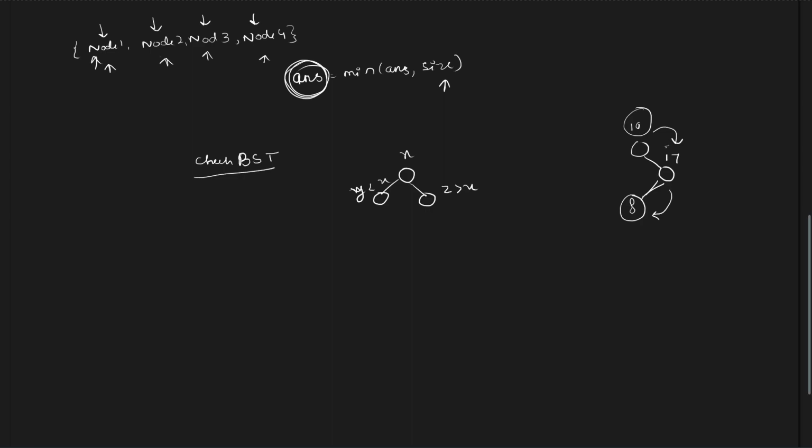We need to check the minimum node that is present in the right subtree of 10, right? We need to check the minimum node in the right subtree of 10 and make sure that it should be greater than 10. Similarly, if we have a left subtree of 10, we need to check in the left subtree of 10 the maximum value that we have, and we need to make sure that it is less than 10. So let me just write it for you.